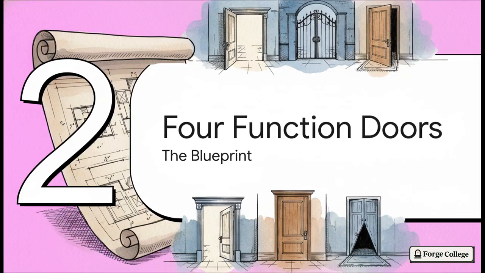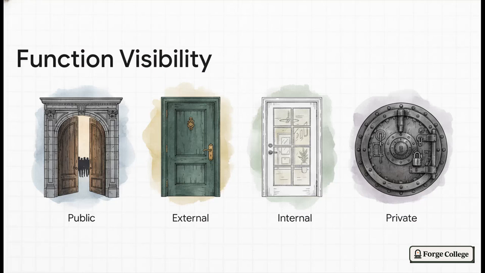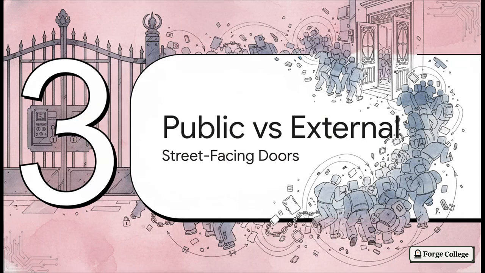All right, moving on to Section 2, the 4 function doors, the blueprint. So we have 4 distinct visibility levels we'll be installing today to control caller access. We've got public doors, external doors, internal doors, and private doors. And trust me, each one serves a highly specific purpose in your contract's overall architecture. Let's step outside for a second.